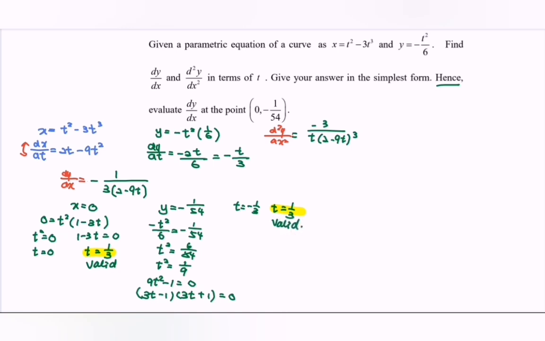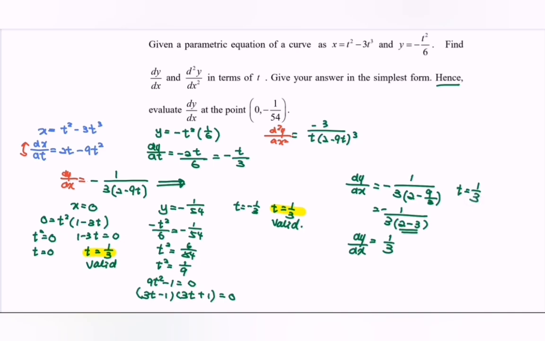So kindly substitute the value into the first derivative here. So dy/dx equals negative 1 over 3 multiplied with 2 minus 9 over 3. If we substitute 1 over 3, in the bracket we have 2 minus 3. So we have negative 1, then we have 1 over 3 for dy/dx when t equals 1 over 3.